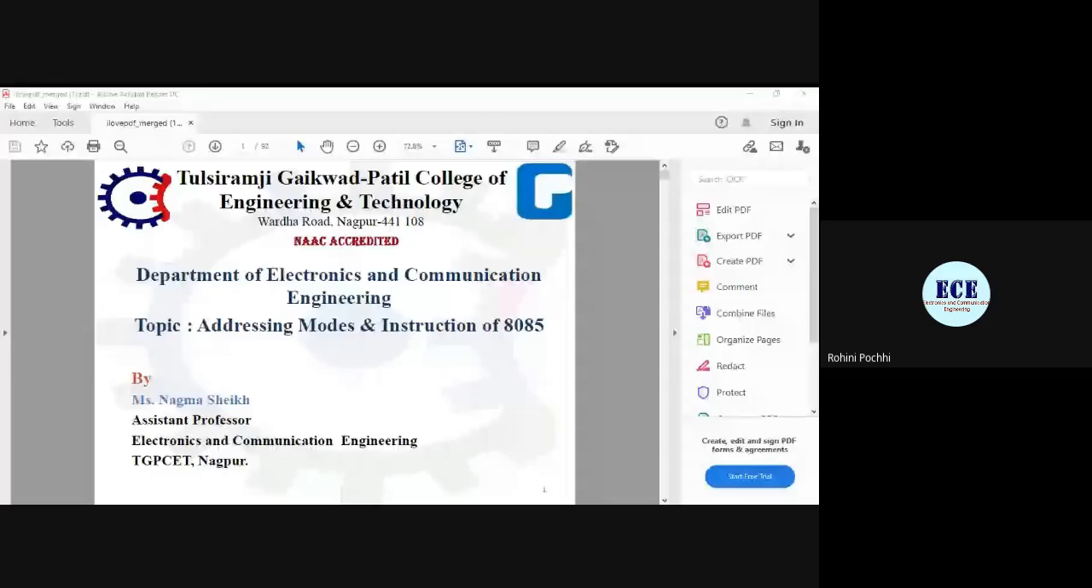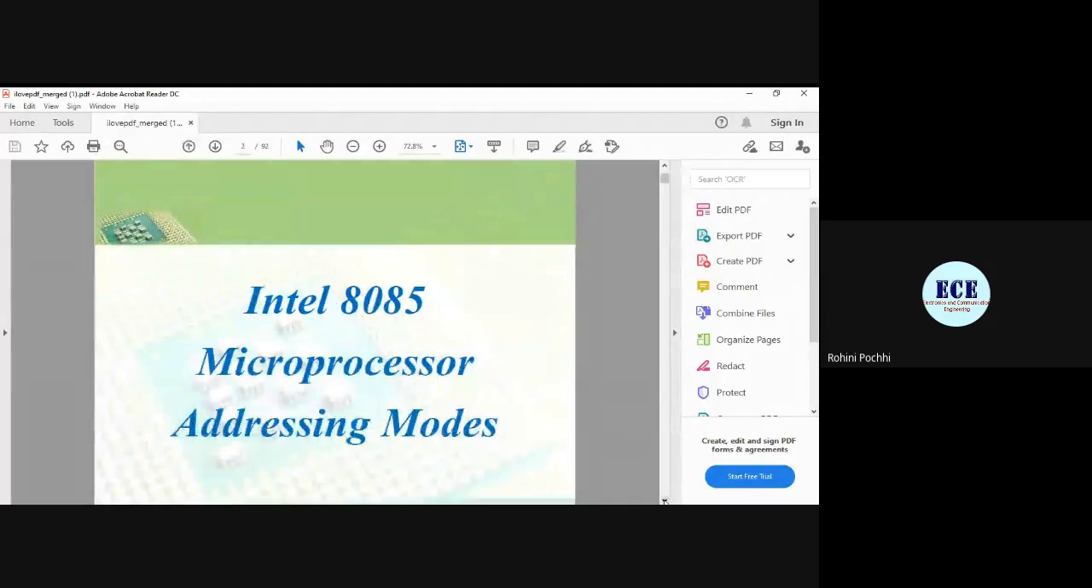In the last GATE lecture, we had discussed the 8085 block diagram and the pin diagram of the microprocessor. Today, as you can see from your screen, we will discuss the addressing modes and instructions of the 8085 microprocessor. So let's discuss the microprocessor addressing modes.